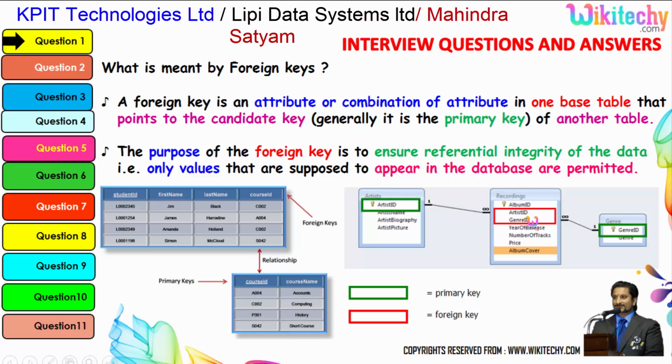You're able to see another example. Artist ID is the primary key, and it is made a foreign key here. Genre ID is a primary key here, and it is made a foreign key here.